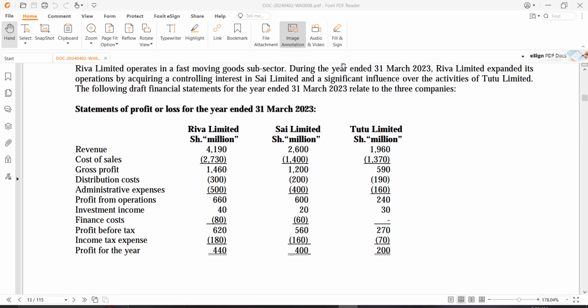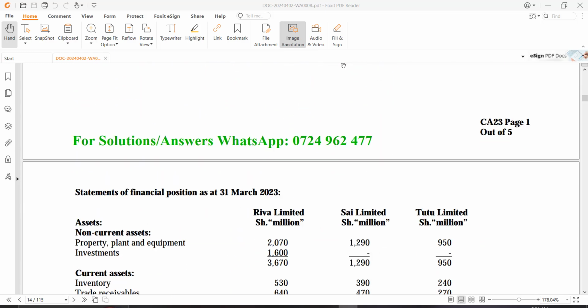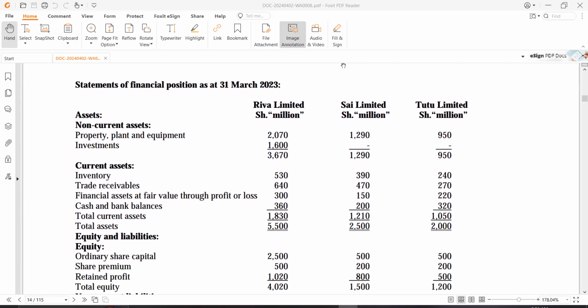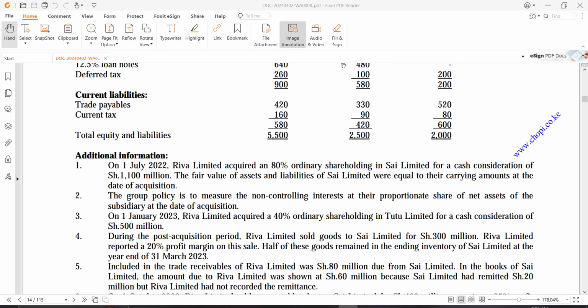So we have our statement of profit and loss for the year ended 31st March 2023. Our year is ending 31st March 2023. And we also have our statement of financial position as at 31st March 2023 for the three companies.